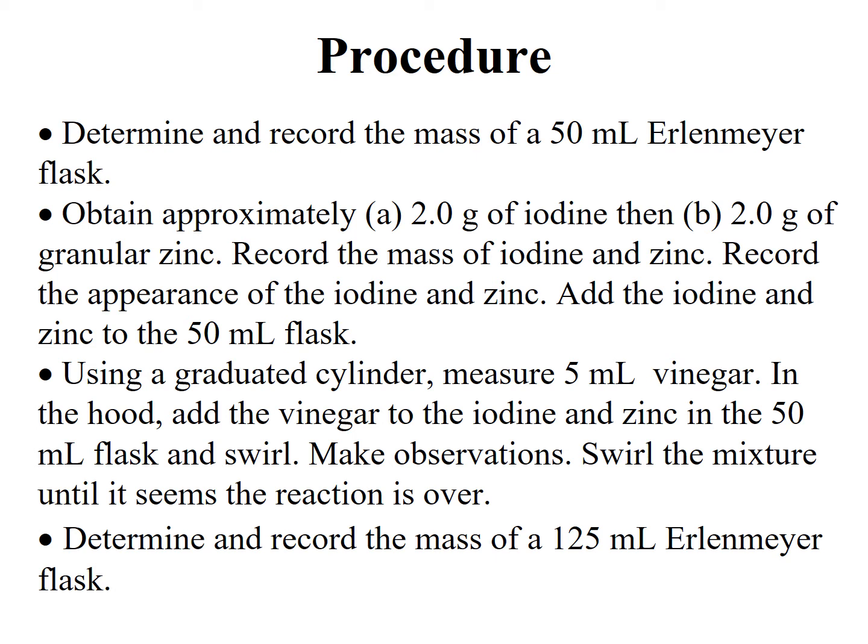We determine and record the mass of a 50 ml Erlenmeyer flask, and then we obtain approximately 2 grams of iodine, then 2 grams of granular zinc. So they have the same mass. You record the mass of the iodine and the zinc, and then you record the appearance of the iodine and the zinc. Now you add the iodine and the zinc to the 50 ml flask. Using a graduated cylinder, you measure 5 ml of vinegar, and in the hood, you add the vinegar to the iodine and zinc mixture in the 50 ml flask and you swirl, and then observe what happened.